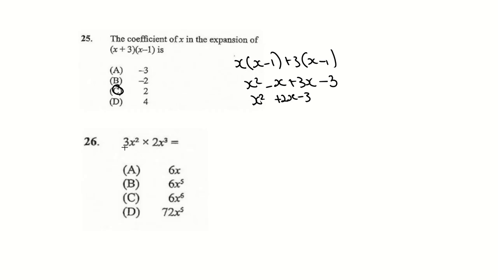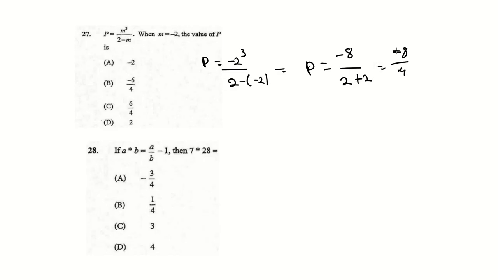This one is a repeated question. 2 3s are 6, and x to the power of 2 plus 3, which is 5. Alright, so it would have been B. This one here, if m is negative 2, then the value of p, that is p is equal to minus 2 to the power of 3 over 2 minus minus 2. This would be p is equal to negative 8 over 2 plus 2, which is negative 8 over 4, which is negative 2. A is the answer.